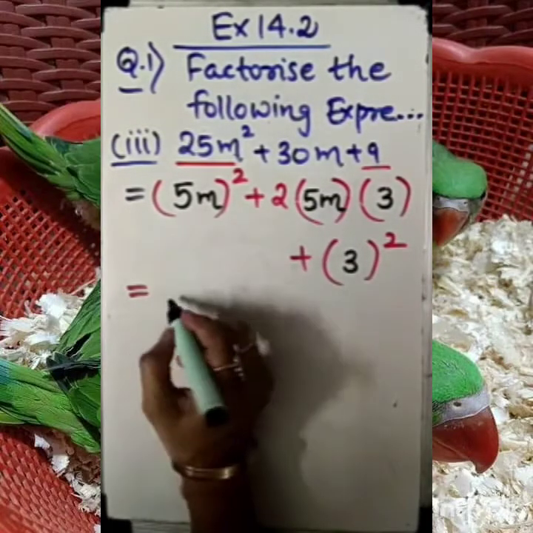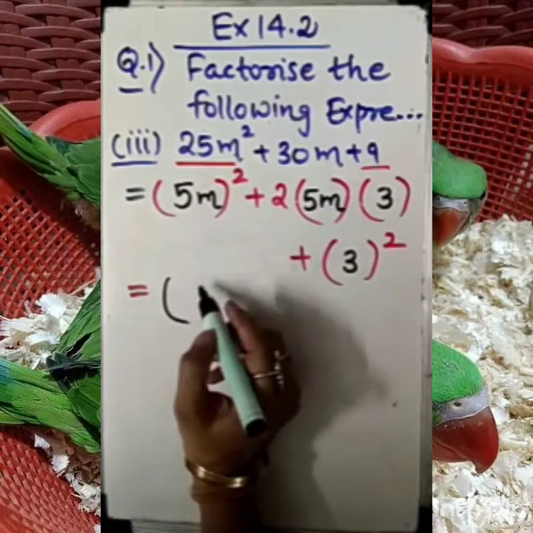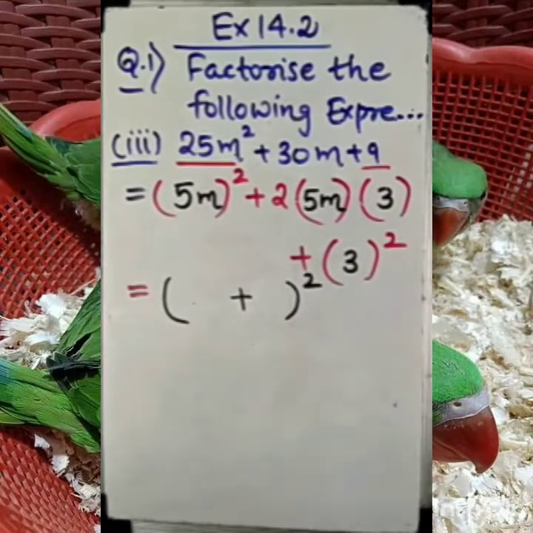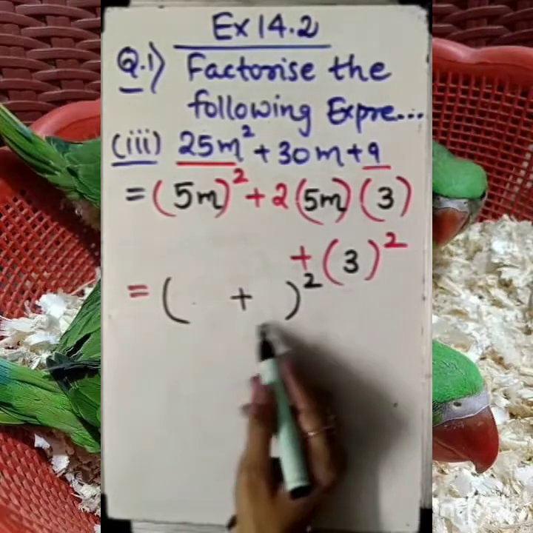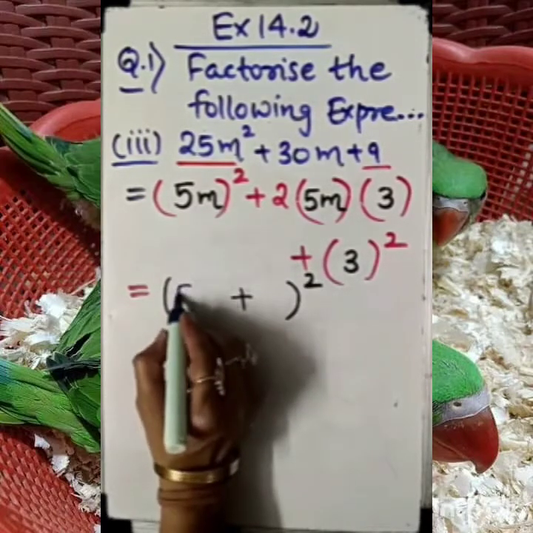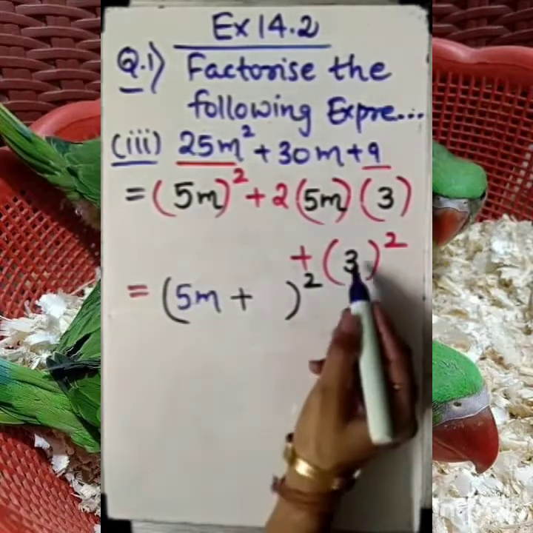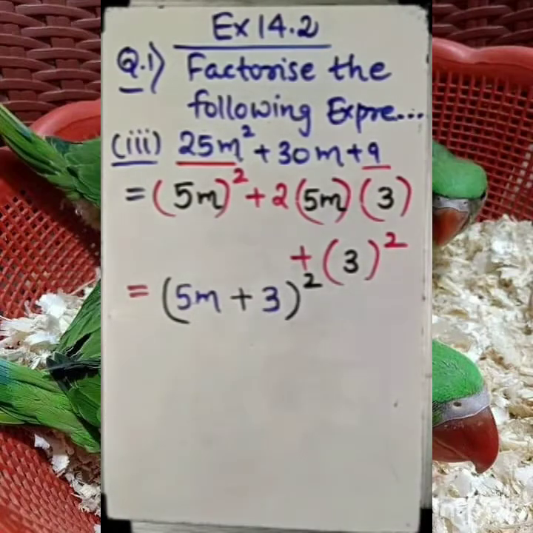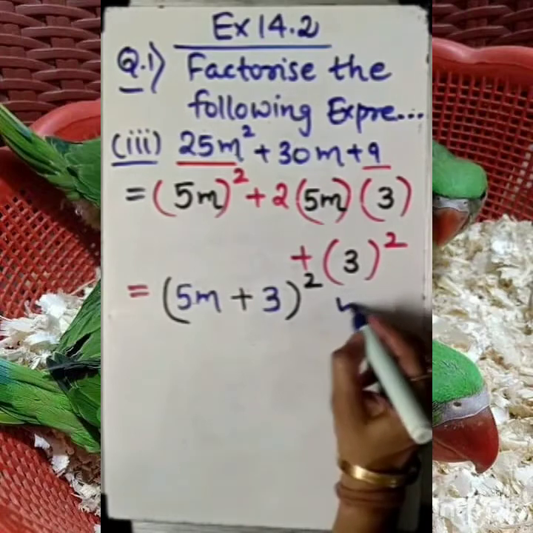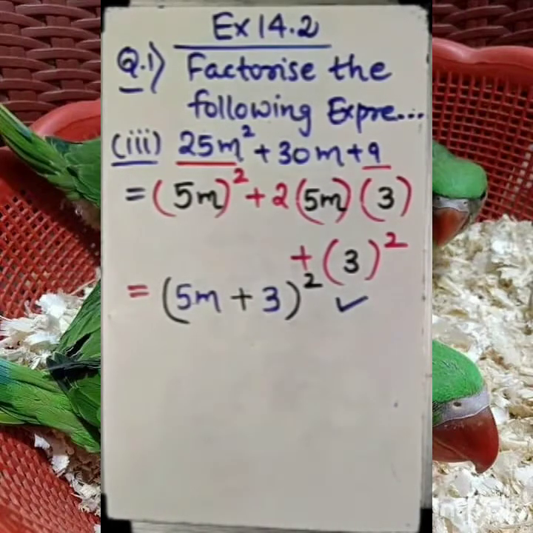So according to the identity, the first identity says a plus b whole square. A plus b whole square. Then what is a here? A is the first term, that is 5m. So I am mentioning this is 5m. What is b? That is 3. So 5m plus 3 whole square is the answer. Yes. Now one more sum we are choosing, so it will be easy for us to work out.